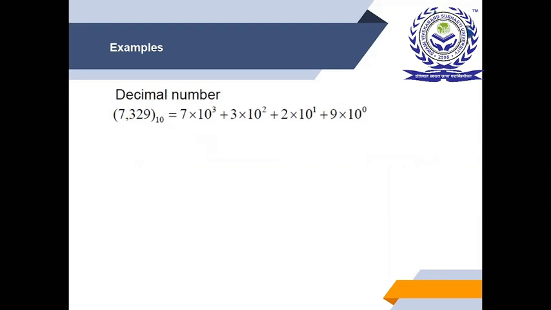Now again, take the same example, 7, 3, 2, 9. It is 7 into 10 to the power 3. Here the coefficients are A3, A2, A1 and A0. So I write this 7 into R to the power 3. R is 10 in the decimal. 3 into base to the power 2. 2 into base to the power 1. 9 into base to the power 0, like this.